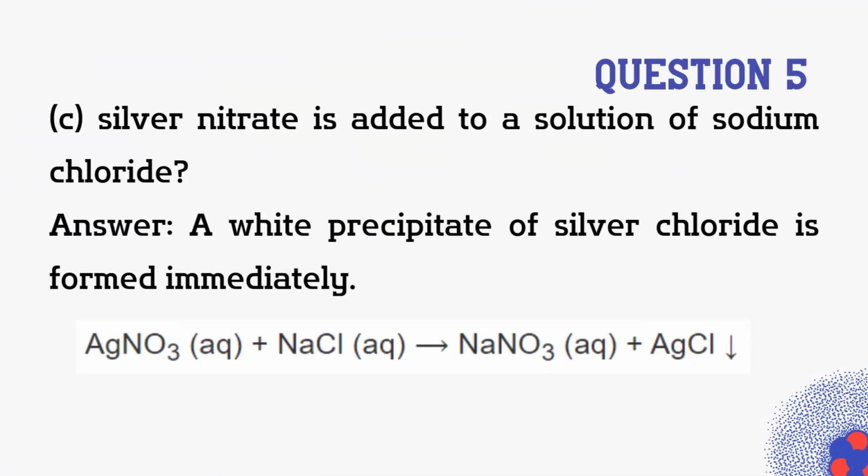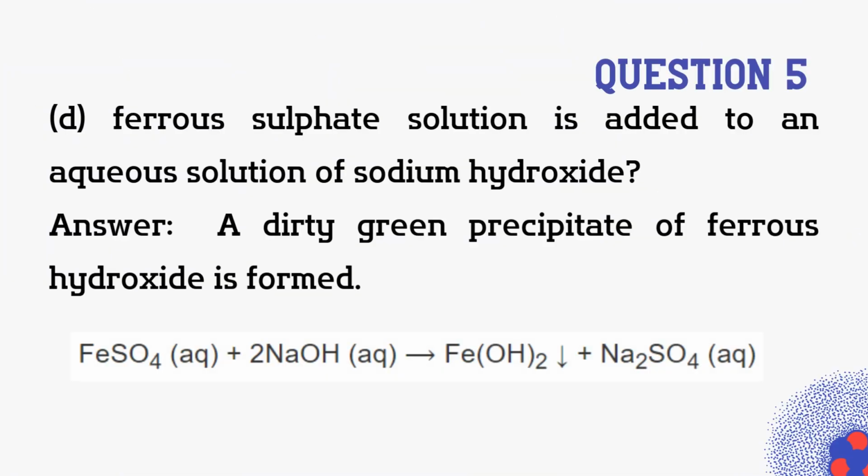Next question. What do you observe when silver nitrate is added to a solution of sodium chloride? Answer. A white precipitate of silver chloride is formed immediately. Next question. What do you observe when ferrous sulfate solution is added to an aqueous solution of sodium hydroxide? Answer. A dirty green precipitate of ferrous hydroxide is formed.